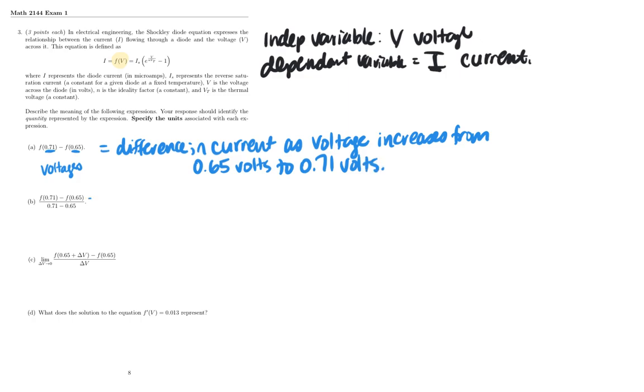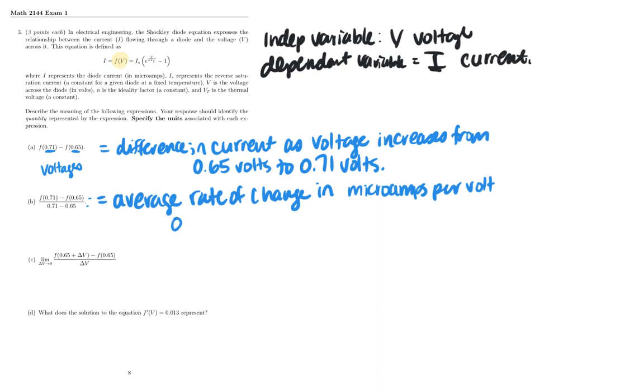Now here I have the difference in current over the difference in volts. And so this is going to be the average rate of change in current per volt. The I is the current, so current is measured in what now? Microamps per volt on the interval 0.65 volts to 0.71 volts.